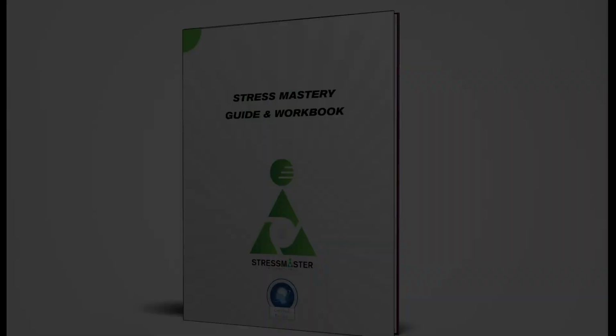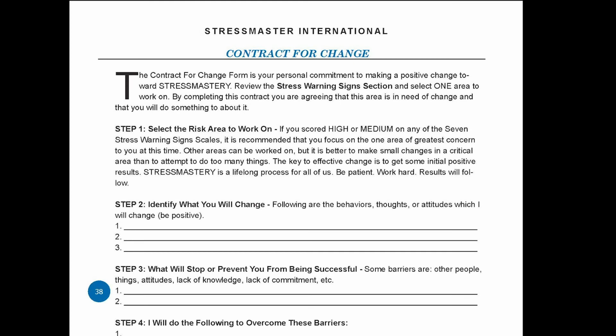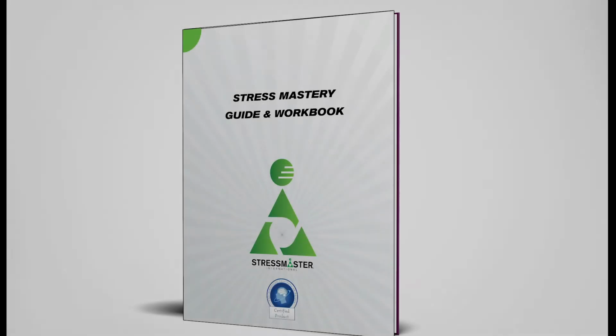The last step is take action. You'll soon receive a copy of the Stress Mastery Guide and Workbook. This will be your roadmap to stress mastery as it explains each scale in greater detail and provides you with what to know and what to do if you scored high on any scale. In addition, you'll be able to complete an action plan for change at the very end. The guide and workbook will help provide you with tools, techniques, and solutions to keep stress at optimum levels.